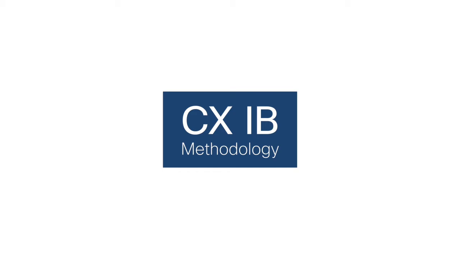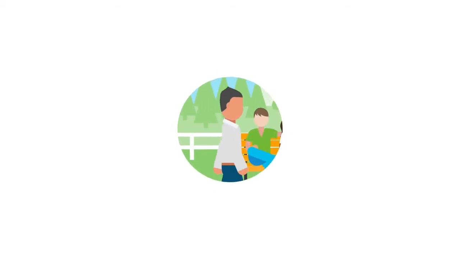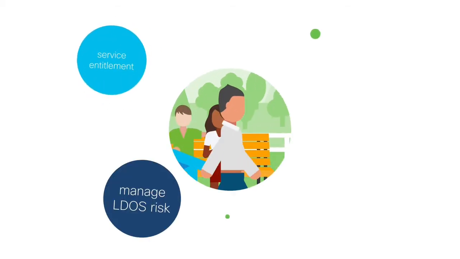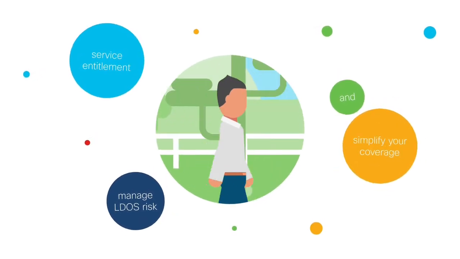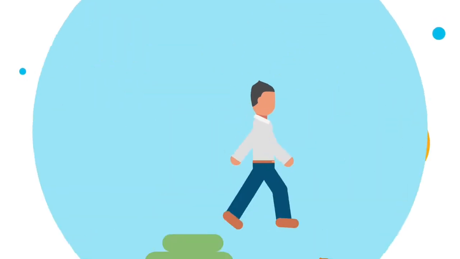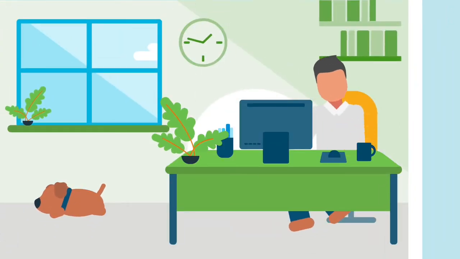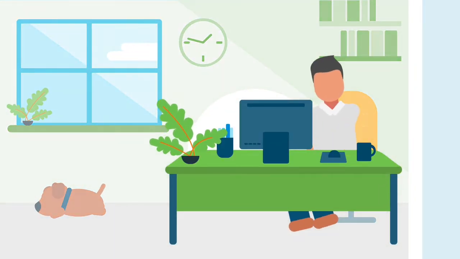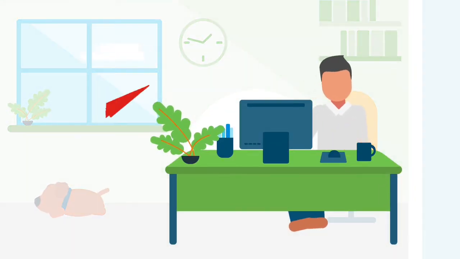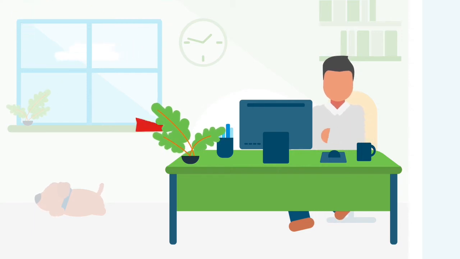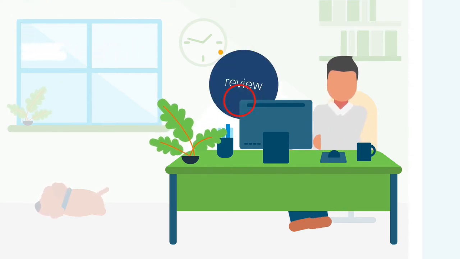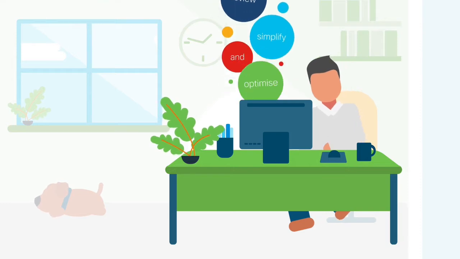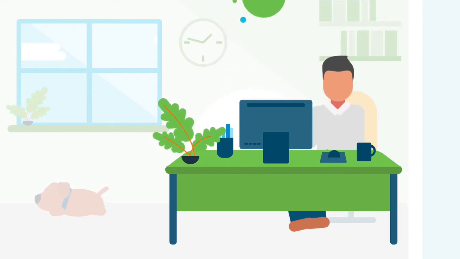Cisco's CXIB methodology is designed to give you an active choice to ensure appropriate service entitlement, manage LDOS risk, and simplify your coverage landscape by giving you visibility of your Cisco installed base to optimize your network. CXIB methodology delivers easy-to-process information on your contracts and subscriptions through digital notifications. This gives you the visibility you need to review, simplify, and optimize your entire Cisco support landscape.